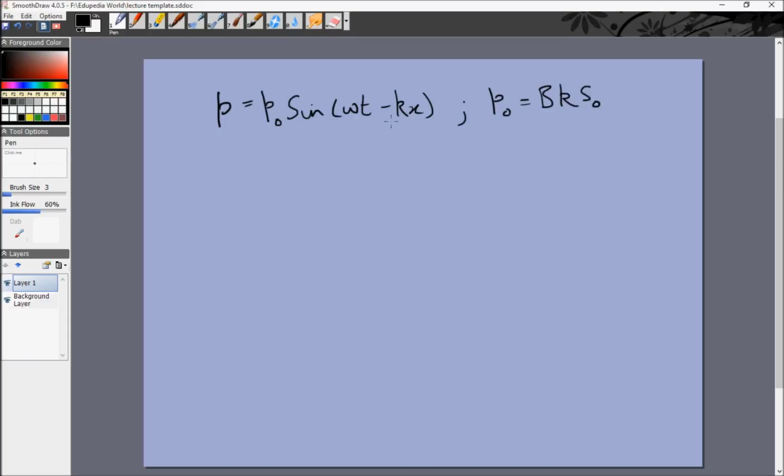So whenever the pressure of a point is at its extremum, the displacement will be the equilibrium position, and whenever the displacement is at its extreme, the pressure will be at its equilibrium position. This P and P naught are not really the pressure, they are the excess pressure. They are the increase in pressure from its equilibrium value. Right. So now we'll study some topics which you've already seen in transverse waves.